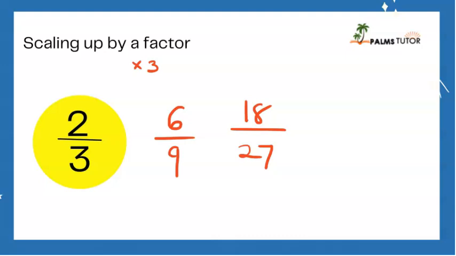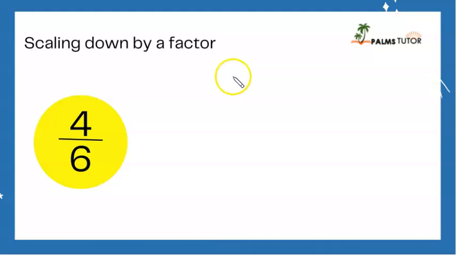Now let's look at another example. This time around, we are going to scale down. And that's what we do actually by simplifying. So I'm scaling it down, which means I'm dividing by a factor. So let's divide this by 2. With our 4 divided by 2 gives us 2. 6 divided by 2 gives us 3. Okay, we can keep doing this and keep dividing or scaling the fraction down by a particular factor, and it gives us different equivalent fractions because they will have the same value.